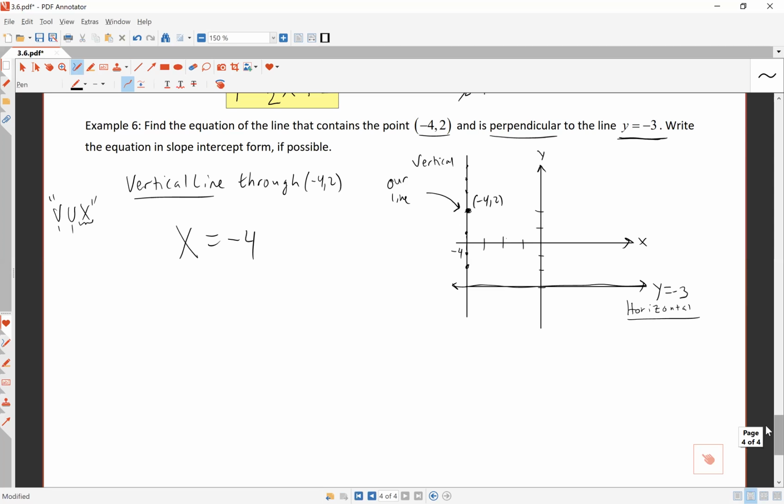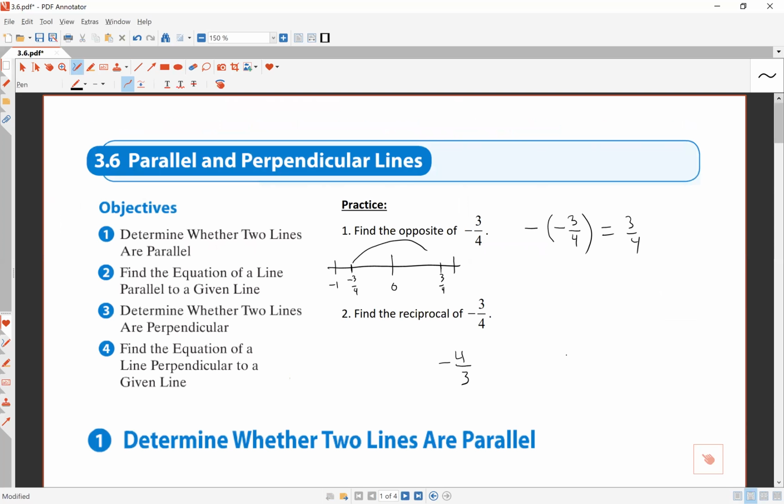This concludes the video for section 3.6, parallel and perpendicular lines. Objective 4, find the equation of a line perpendicular to a given line.